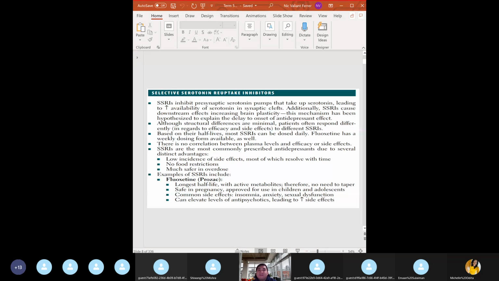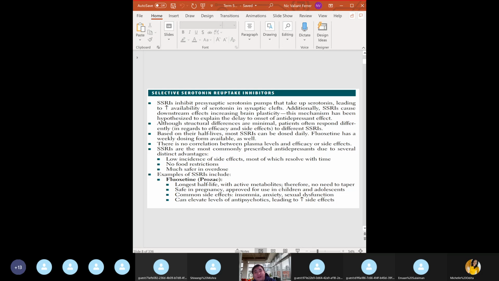SSRI. What's the mechanism of action of SSRI? High yield: they inhibit the presynaptic serotonin pump that takes up serotonin, thereby increasing the availability of serotonin in your synaptic cleft. They also cause downstream effects, increasing brain plasticity. However, this mechanism has been hypothesized to delay the onset of antidepressant effect. So don't forget, guys, drugs that increase serotonin may be found in over-the-counter what? Give me an example.